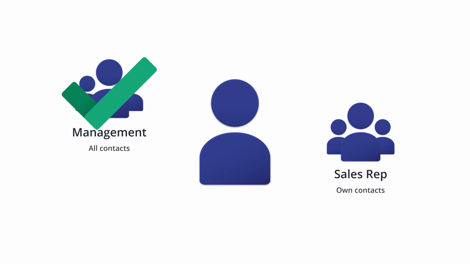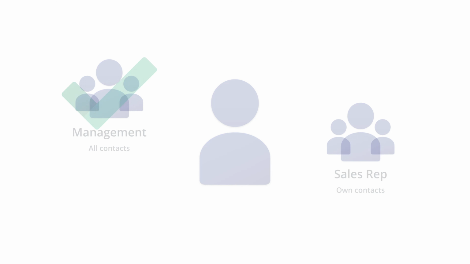For example, if somebody belongs to a group management, which is authorized to see all contacts, and also to a group sales rep, which is authorized to see only their own contacts, they will be able to see all contacts because we consider all to be higher than only my. Enough theory, let's have a look at how it works in practice.